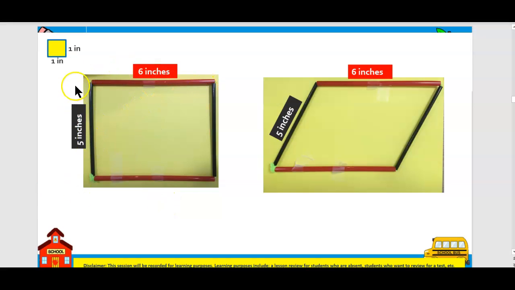But what about this? What if I take those same dimensions, 5 by 6, base times height or length times width? If we slant it like this, it's still 6 by 5, but it's no longer a rectangle. It is still a parallelogram though. And what happens? Is it the same area? Is it still going to be 30 square inches? Can I fit 30 of these in here?